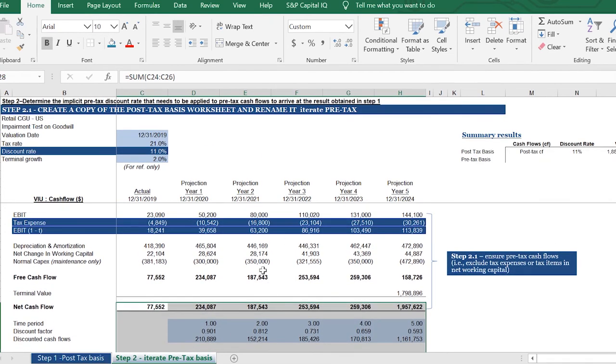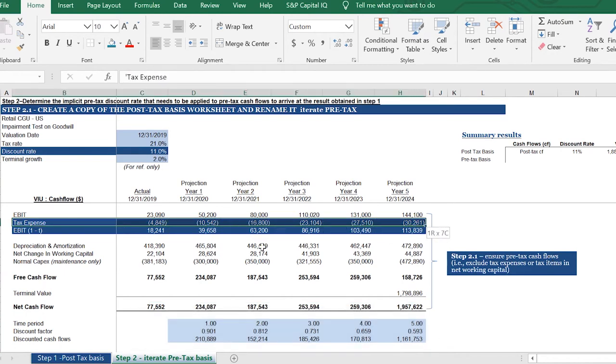However, since this is a pre-tax basis, step 2.1 goes on to say, ensure pre-tax cash flows. What is pre-tax cash flows? This means we want to remove tax expenses and any potential tax items in working capital completely out of our cash flow. The way we do this is we can just eliminate anything related to taxes from this free cash flow. So I've just removed taxes.